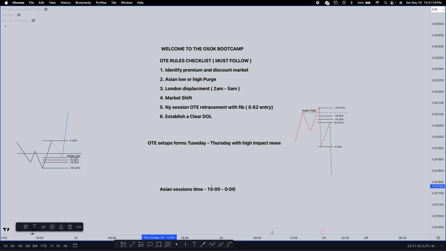Or, like I say, you can play around with the Asian session times, guys. You can either use 19 or 20, but don't go anything different from those two. Depending on how you want to use it, you can use 19 or you can use 20 for the start of Asian open.